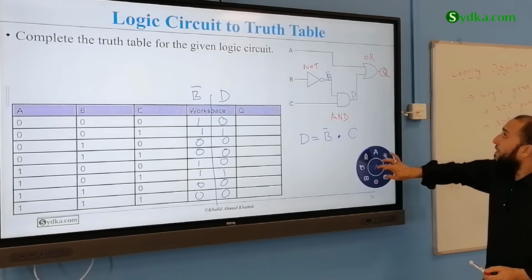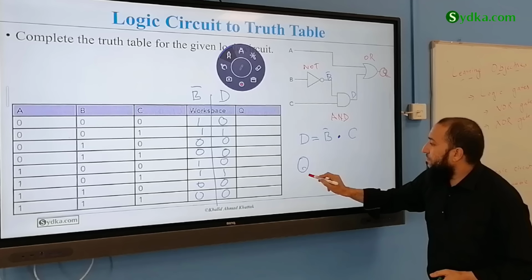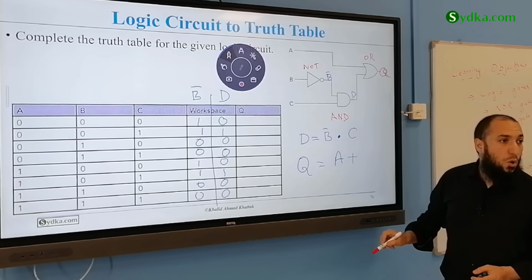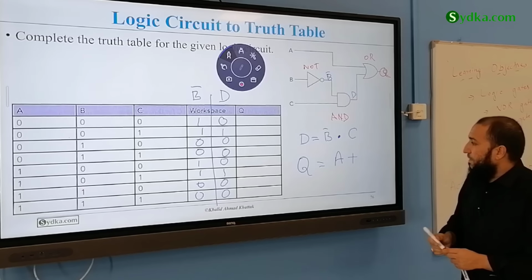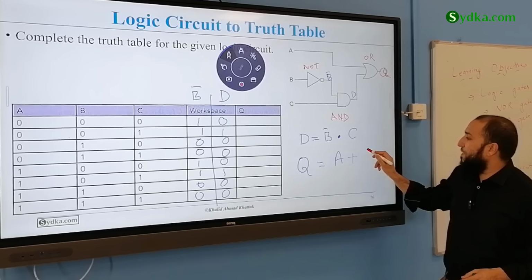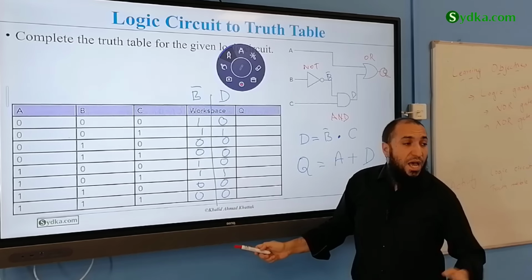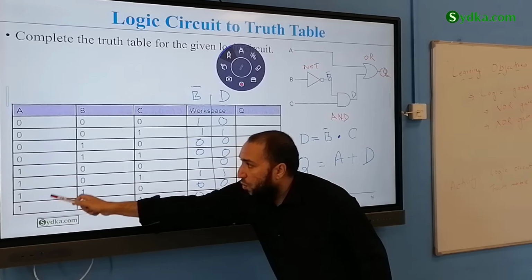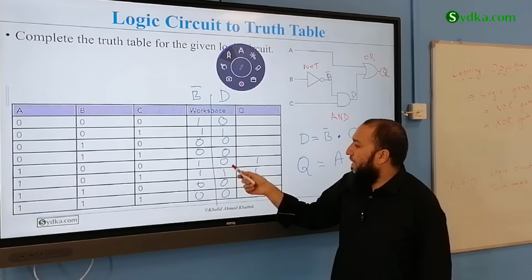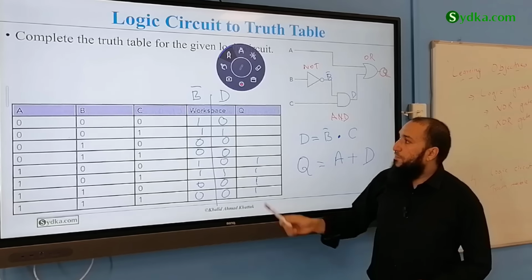Now the last one we have, which will be Q, is equal to A, and it's going to be an OR gate. We want to have one value coming from D, so that's a D. Now what we do here, compare this one with this one. As Muaz said, we can put 1 for these top and bottom ones, regardless of whether we have ones and zeros, because with an OR gate we can simply put one. That's fine, no problem. The problem comes here.